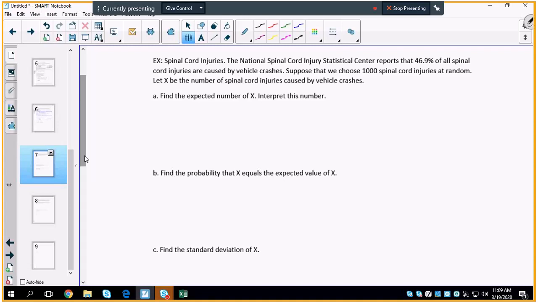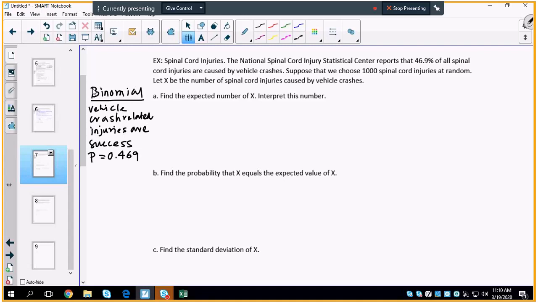Clearly it's a binomial distribution, as we are talking about 1,000 cases of spinal cord injuries, and I'm going to consider a success when it has been caused by a vehicle crash. So vehicle crash related injuries are success. Hence I can talk about the probability of success. So P, which is probability of success, is going to be 46.9%. So change it to probability terms, 0.469.